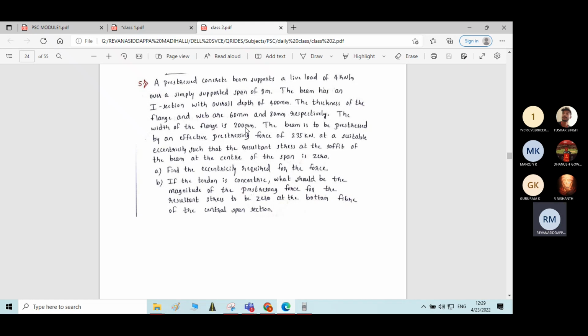At a suitable eccentricity such that the resultant stress at the soffit of the beam at the center of the span is 0. Find the eccentricity required for the force. Then the second question is, if the tendon is concentric, what should be the magnitude of the prestressing force for the resultant stress to be 0 at the bottom fiber of the central span section? It is also similar to the previous problem. Let me write the data first.